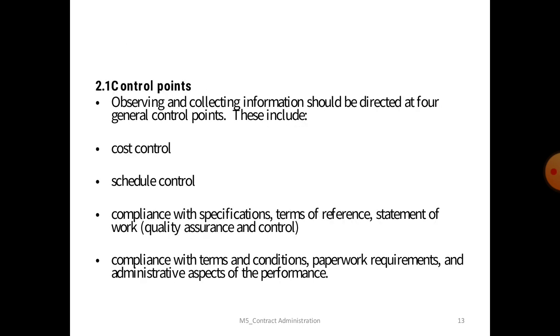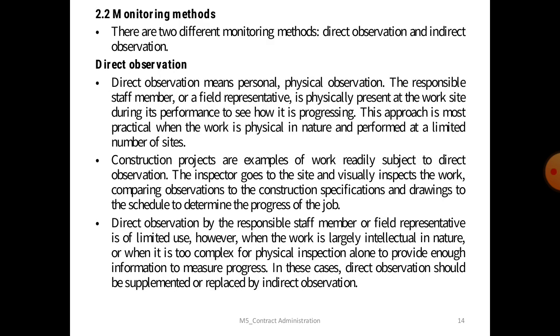So here the subtopic is control points. Observing and collecting information should be directed at four general control points. These four control points are cost control, schedule control, then quality assurance and control, and the last one is the compliance with terms and conditions, paperwork requirements and administrative aspects of the performance.